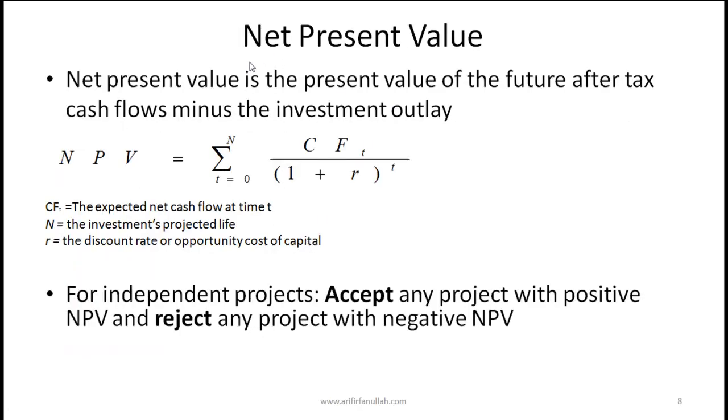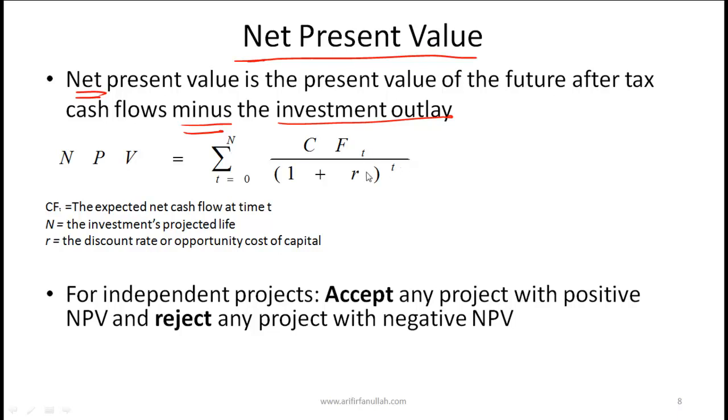Let's start by talking about net present value. You have seen this already in quant, so this should be a review. But essentially, the net present value is the present value of future after-tax cash flows minus the investment outlay. And because we are subtracting the investment outlay, that's why we use the term net in the expression net present value. In case you are confused by the sigma sign, it simply means a summation of all the cash flows from time t equal to 0 to t equal to n.